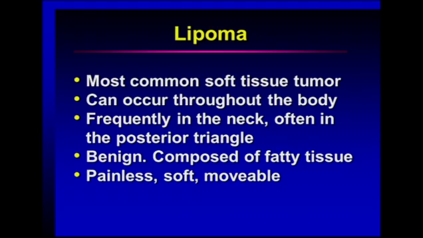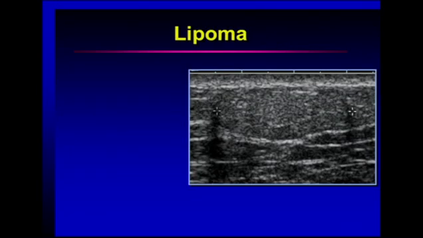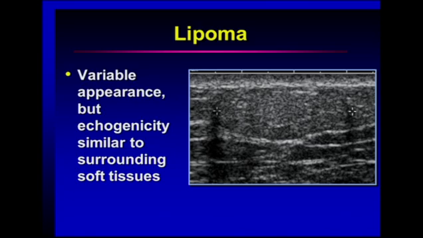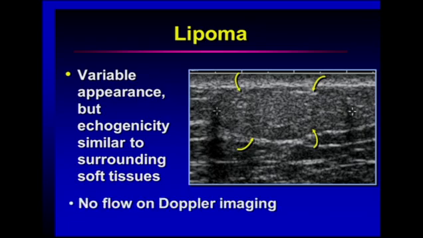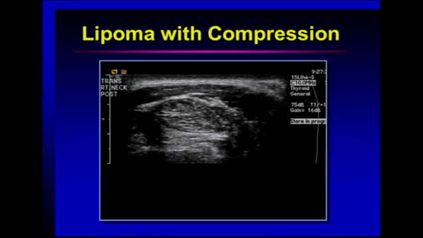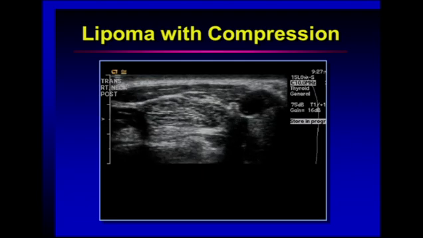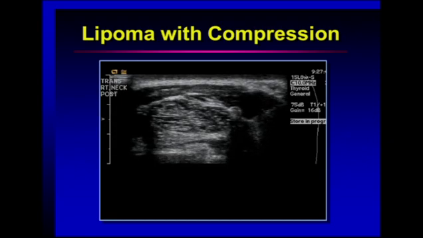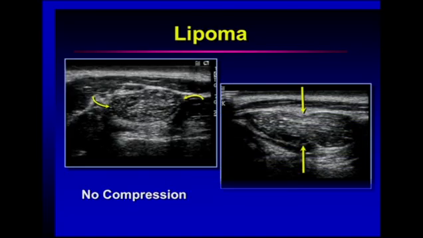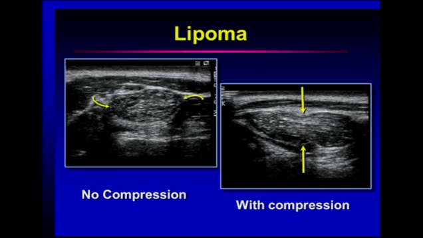They're painless, soft, mobile. If we see these sonographically, they have a variable appearance, but usually the echogenicity is similar to surrounding tissue, and importantly, there's no internal blood flow on Doppler imaging. They're also very soft, so on this real-time example, if one presses this mass deep to the overlying musculature, you can see it deform because of its very soft nature. So if we see a mass without and with compression that deforms like this, that's more information that this should represent a lipoma.